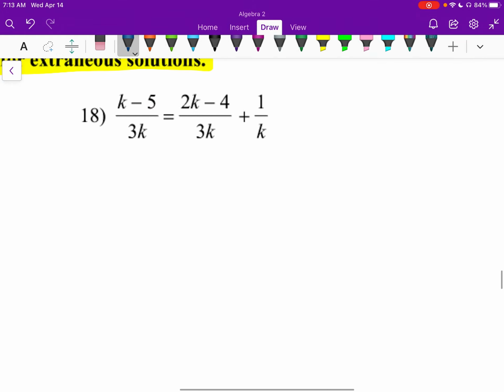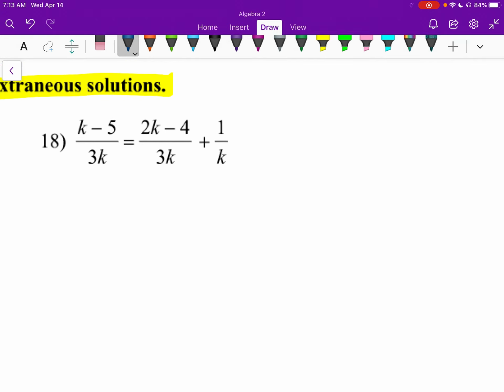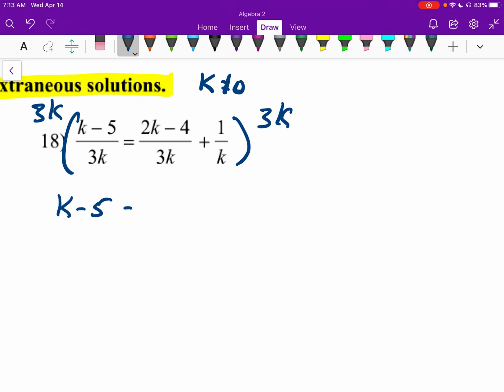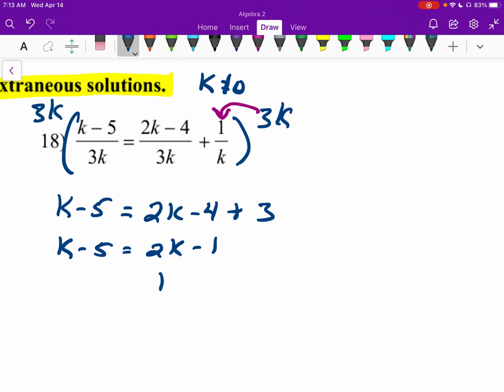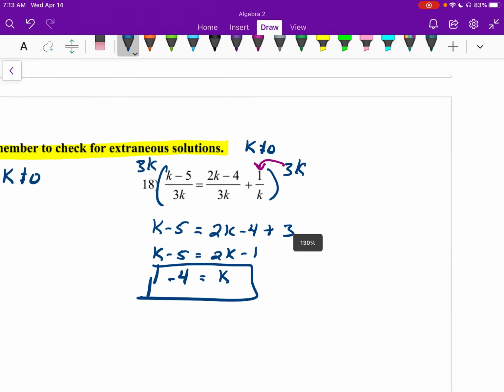Number 18, same kind of deal. At the beginning, I'm going to look and see, well, what can k not be? So k can't be 0. And this time, to get rid of all my denominators, I'm going to multiply by 3k. So I'll have k minus 5 equals 2k minus 4 plus 3, right? Whenever I distribute this to this guy, the k goes away and I'm left with a 3. Now, whenever I solve, k minus 5 is 2k minus 1. Negative 4, yeah. I'll put my k on the right and my negative 1 to the left. And there we are.